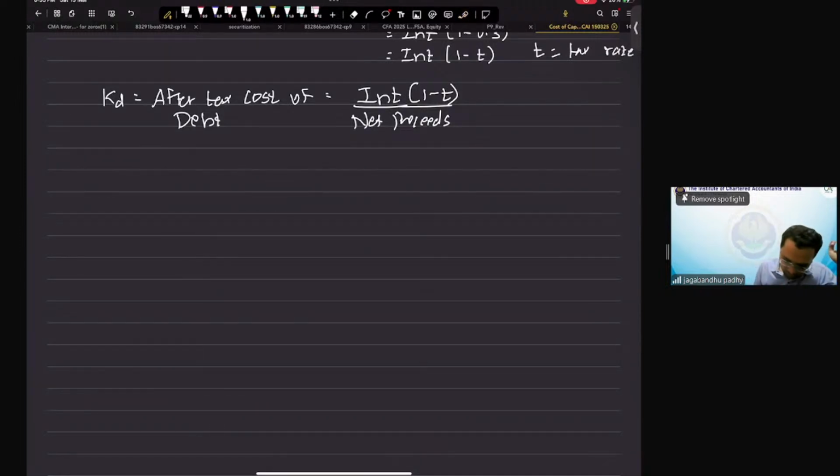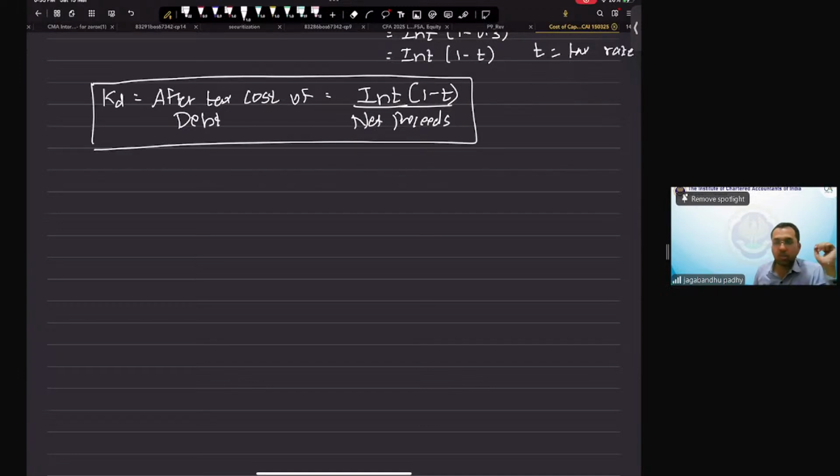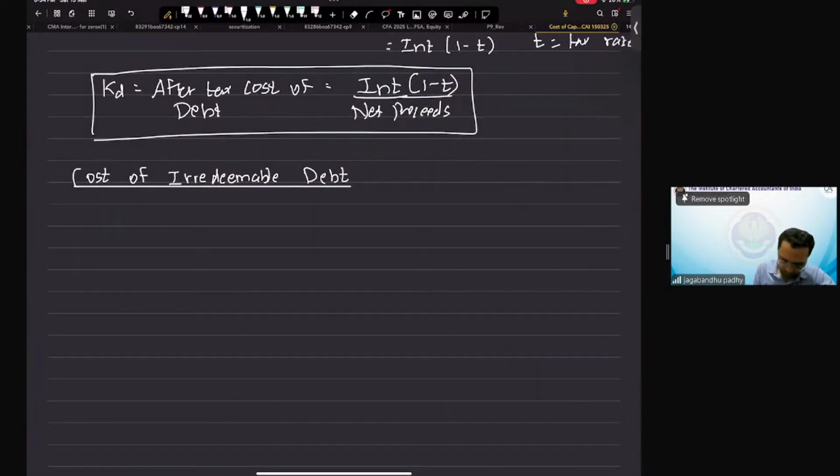So I hope this particular portion is clear. This was for cost of irredeemable debentures. Now we are looking for the method to compute the cost of redeemable debentures.